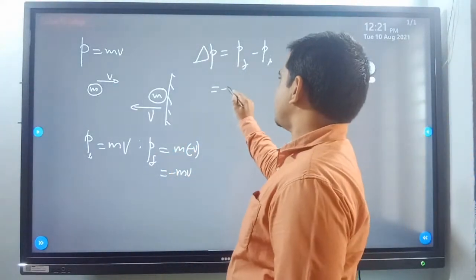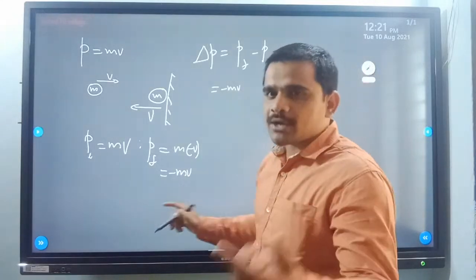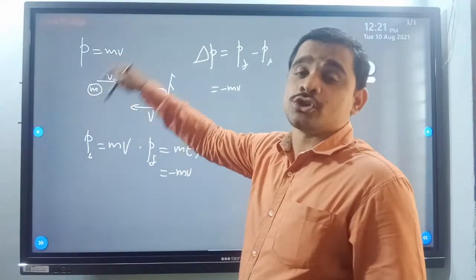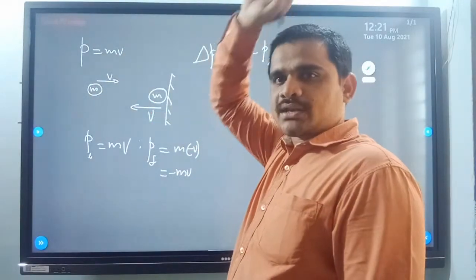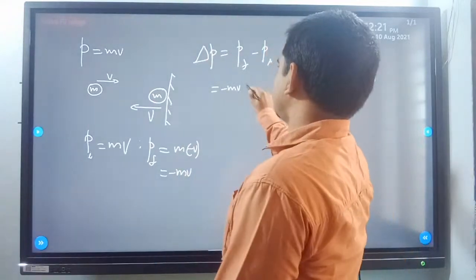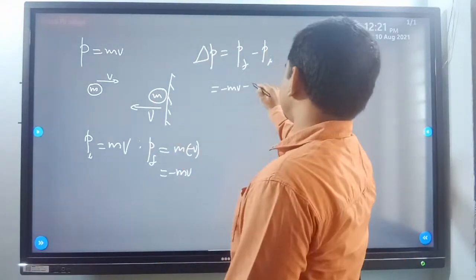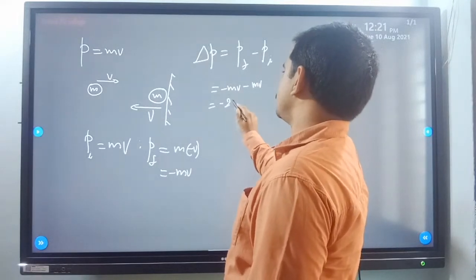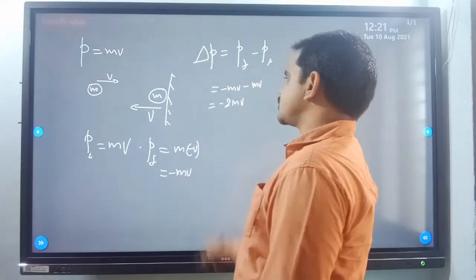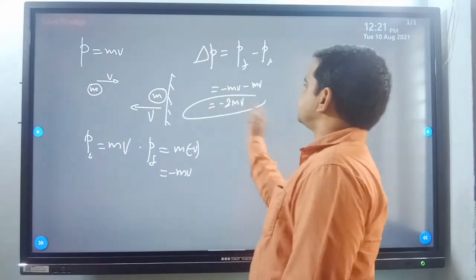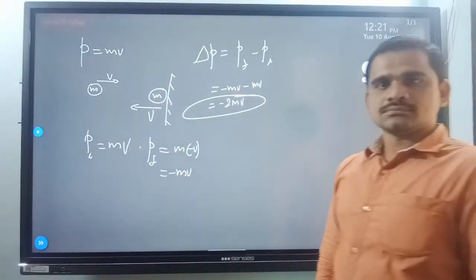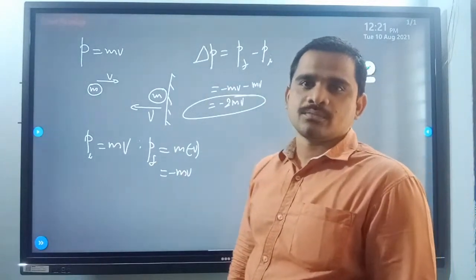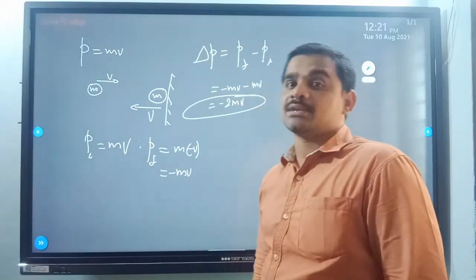Have you understood why I am writing minus here? Because the velocity is in the negative x direction. I have to represent the direction also, because linear momentum is a vector quantity. Minus initial momentum mv. So finally, how much did you get? Minus 2mv is the change in linear momentum.